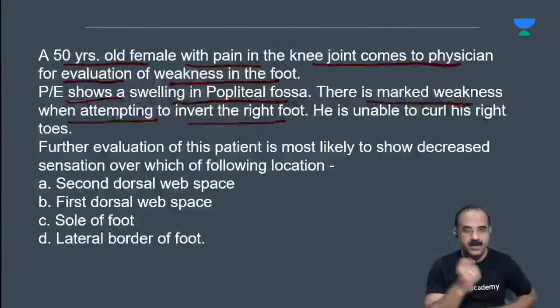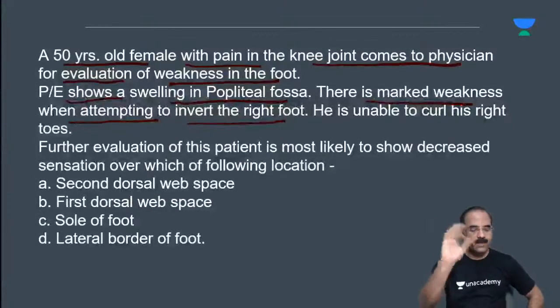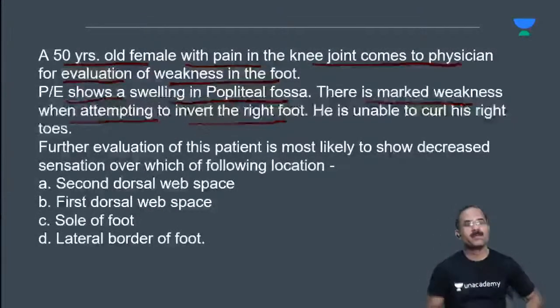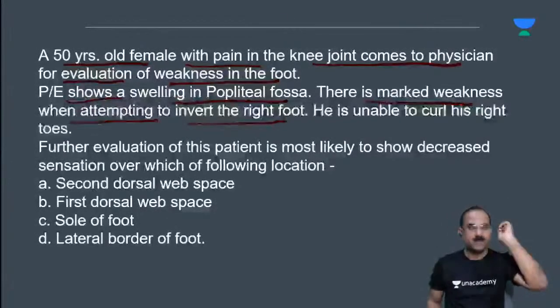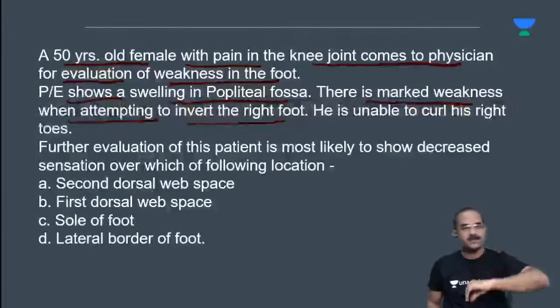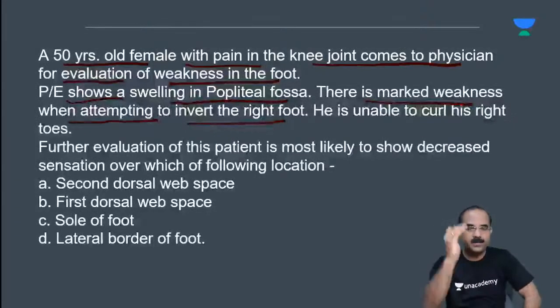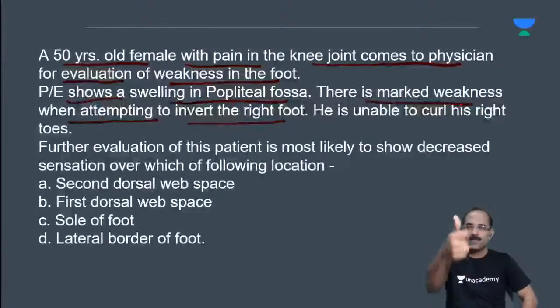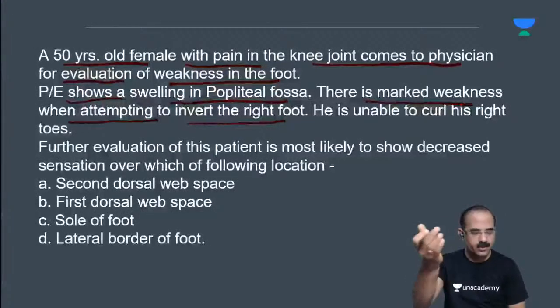Posterior compartment के जो deep muscles हैं ना, which are those? Tibialis posterior, flexor hallucis longus, and the flexor digitorum longus. Not anterior compartment, it's the posterior compartment. Anterior compartment में बस एक muscle है. There's only one muscle in the anterior compartment, that's tibialis anterior, which does inversion. But we have got very powerful inverters in the posterior compartment. 3 inverters: tibialis posterior, flexor hallucis longus, and the flexor digitorum longus.